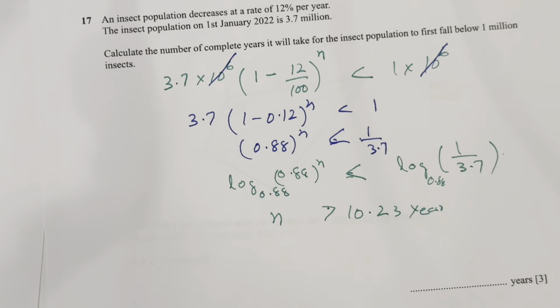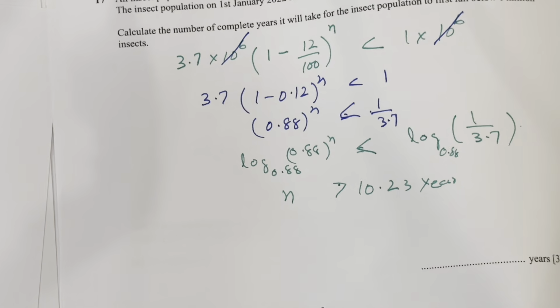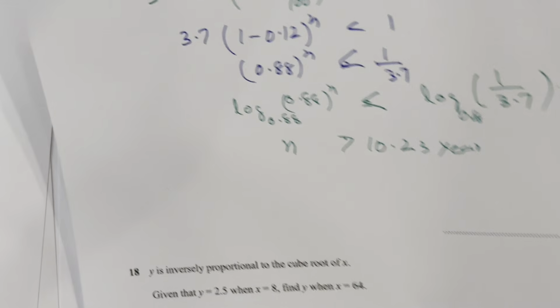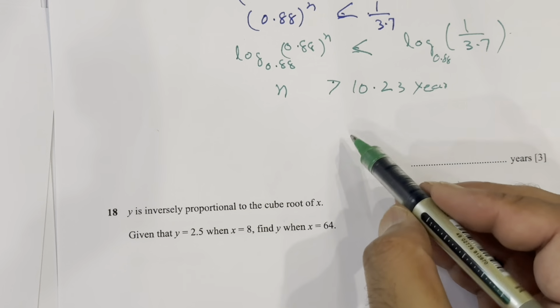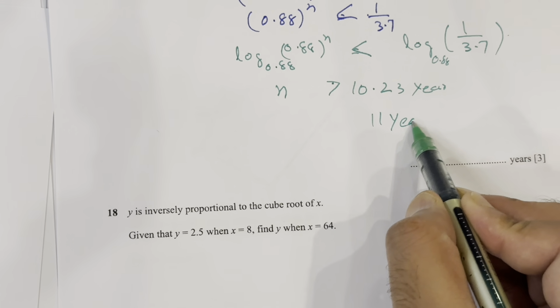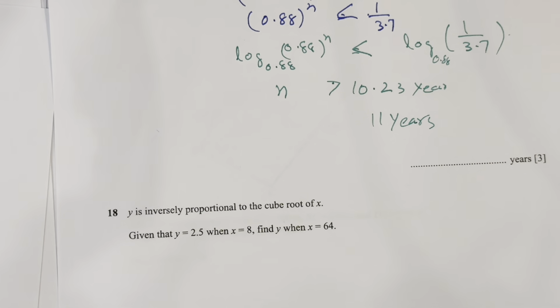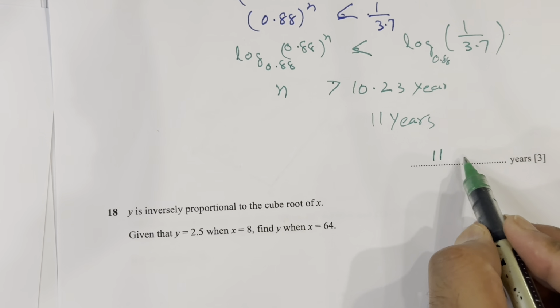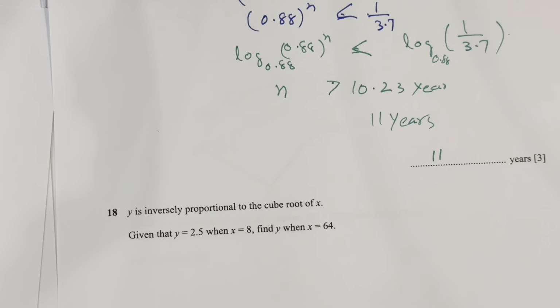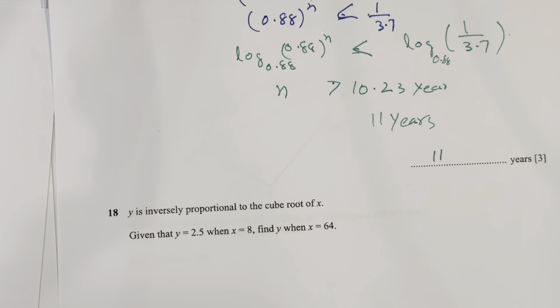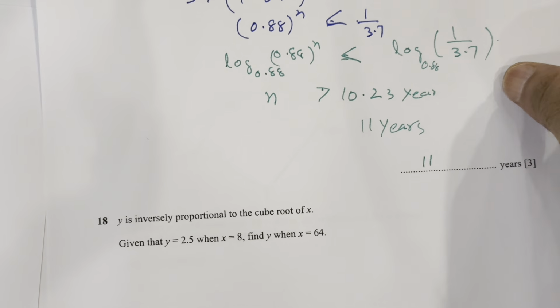N is greater than. Why have we changed the sign? Because we have taken the logarithm, and this cannot be in terms of decimals, so it would be 11 years. So we're gonna round it up, even if the answer comes 10.1, because you are going to the next year. Even the value of 1 month would be considered as a whole year, so the answer would be 11 years. So this was the new question carrying some of the new techniques of logarithm.